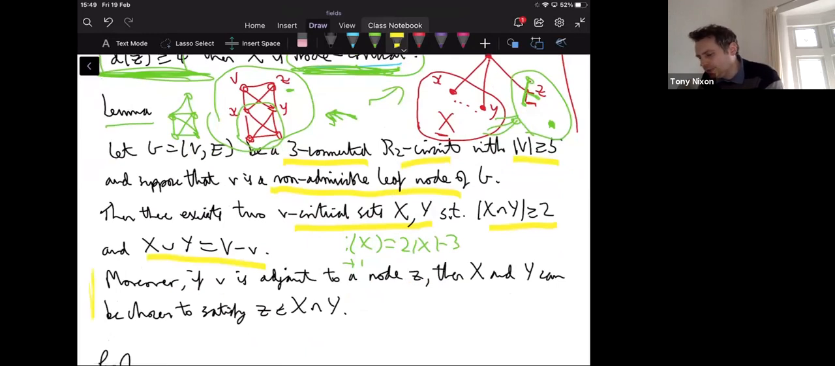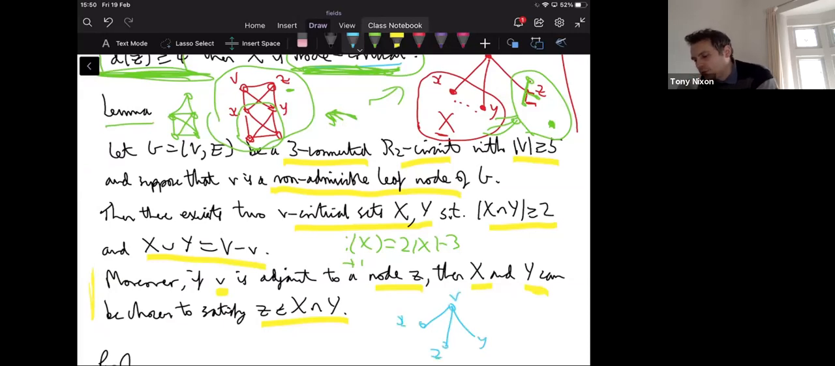And then there's a moreover, if the vertex V is adjacent to a node Z, so V is a non-admissible leaf node, so if it's adjacent to a node Z, that's the degree exactly 1 case, then these 2 critical sets, the V critical sets X and Y, you can choose them to satisfy Z as in the intersection. So we have this reduction, and let's say Z is this one, and X and Y are here.